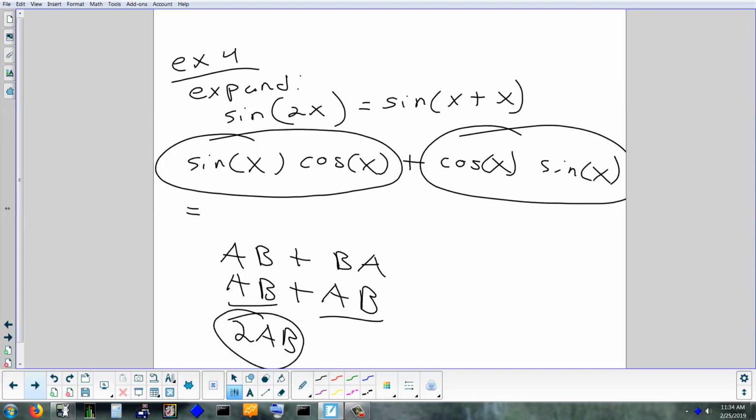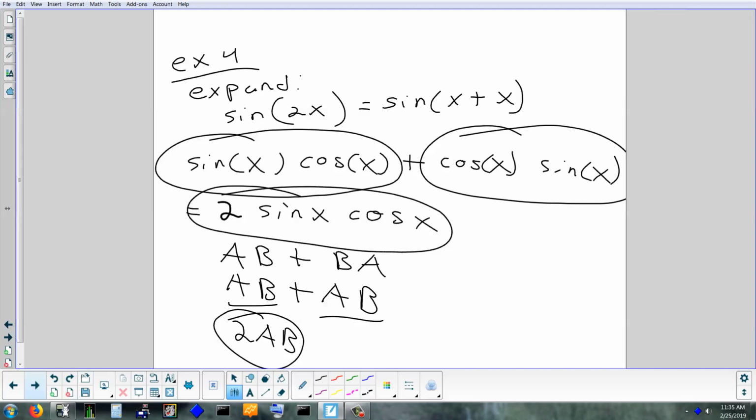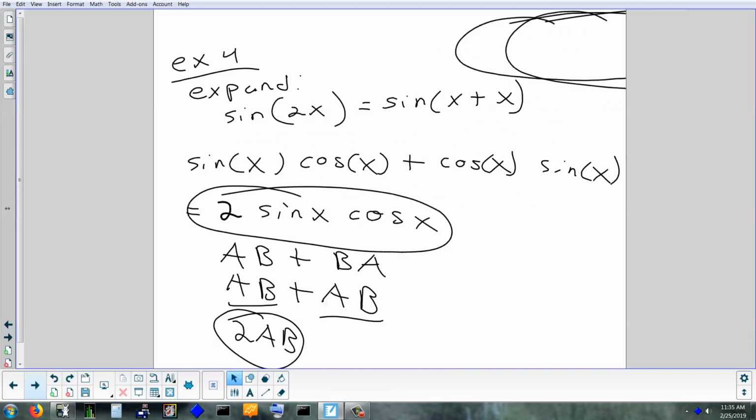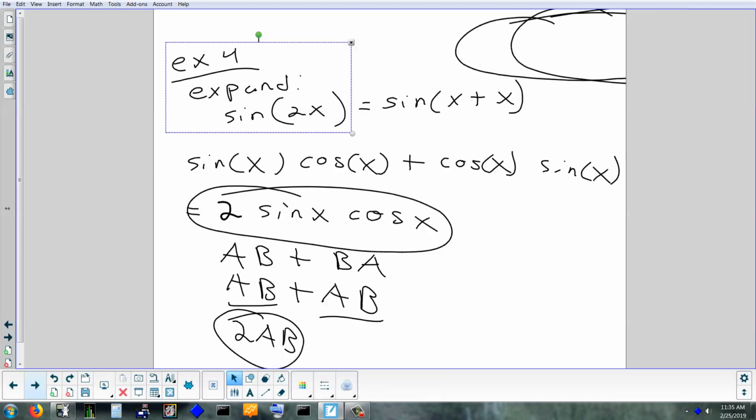Anyone think they can tell me what I would get when I combine that, just like I did right here? Yep. 2 sine x cosine x. Exactly. Let me get rid of these circles so it doesn't look as confusing. What I circled is the final answer. That's how you take having a 2 inside next to the x and get rid of it.